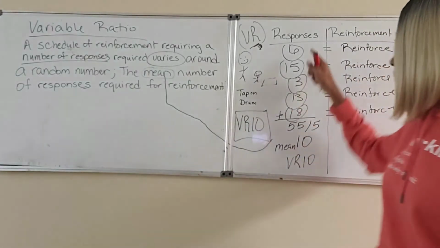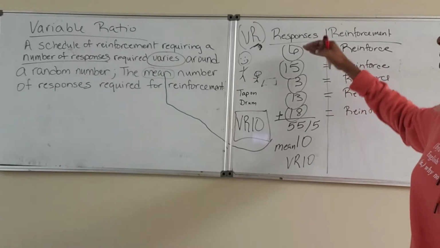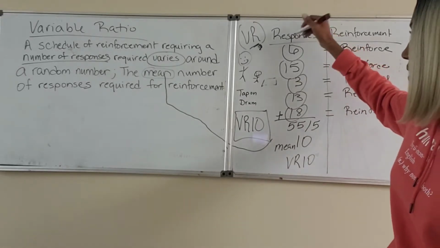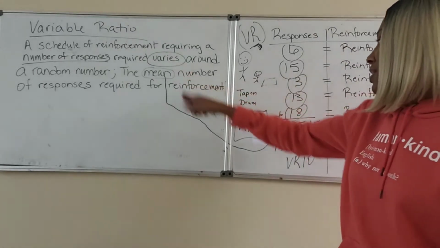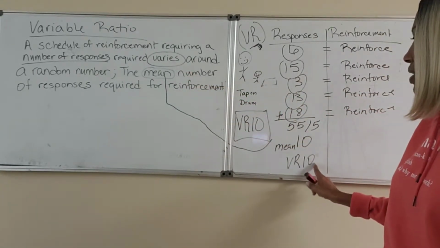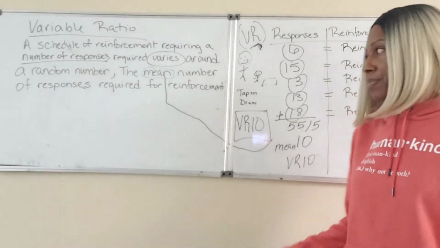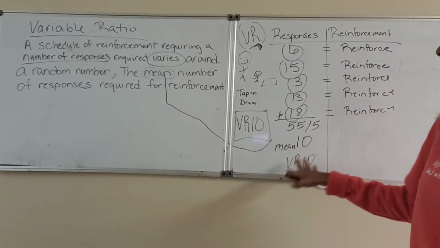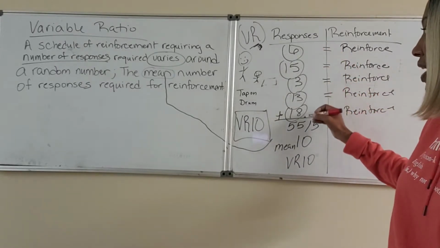So variable ratios have to deal with a certain amount of responses, 6, 15, however many, and then you take the mean to get the actual number that it should be, the VR10. So variable ratio is changing from 6, 15, 3, 13, 18.